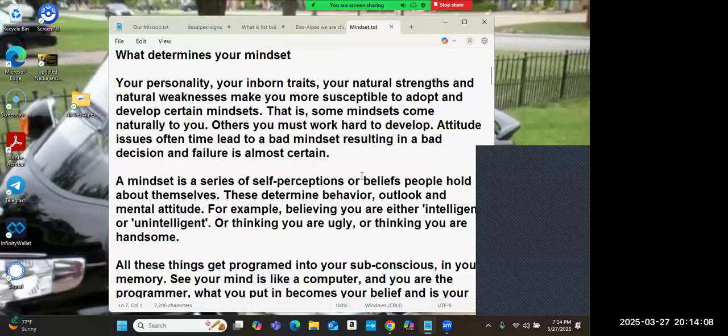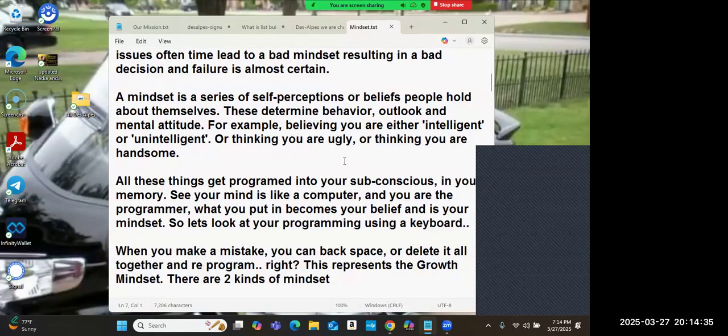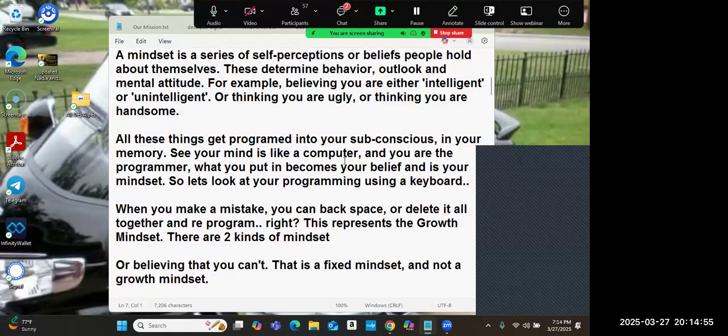So what determines your mindset? Your personality, your inborn traits, your natural strengths, and your natural weaknesses make you more susceptible to adopt and develop certain mindsets. Some mindsets come naturally to you, and others you've got to work hard to develop. Attitude issues oftentimes lead to a bad mindset, resulting in a bad decision, and failure is almost certain. A mindset is a series of self-perceptions or beliefs that people hold about themselves. These determine behavior, outlook, and mental attitude. For example, believing you are either intelligent or unintelligent, or thinking you're ugly or thinking you're handsome, those are opposites.